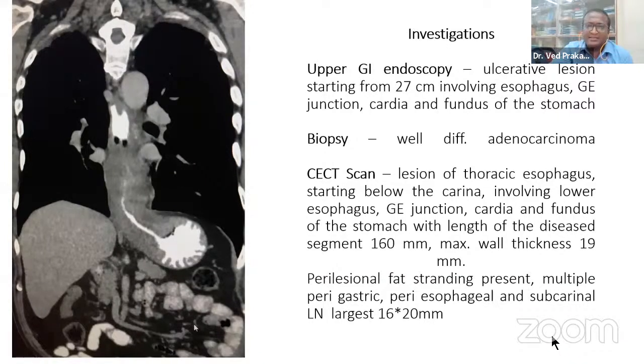Yes, this is carcinoma esophagus in the middle thoracic esophagus, extending down up to the GE junction and fundus. So it is a long-length carcinoma esophagus in the middle third of the esophagus. Here we need to do bronchoscopy in order to stage the disease, to look for any tracheal or bronchial lesion.